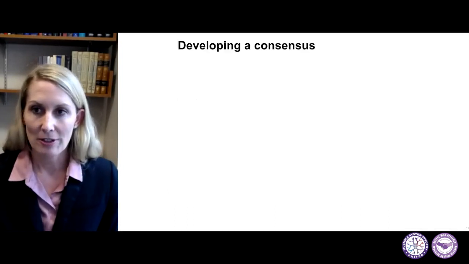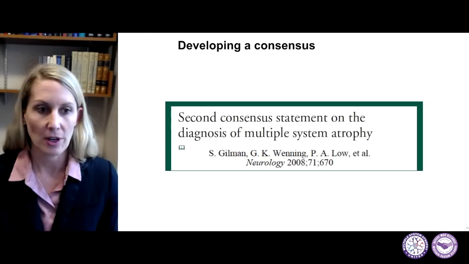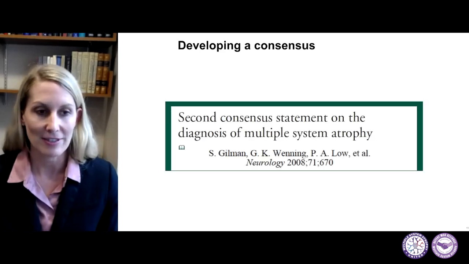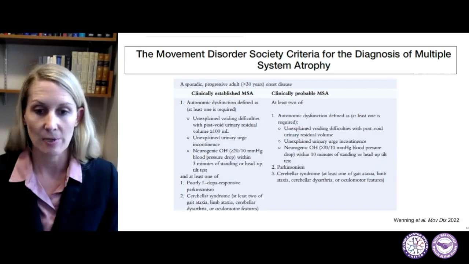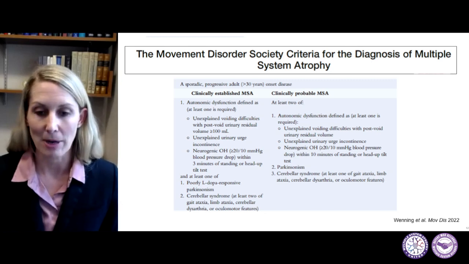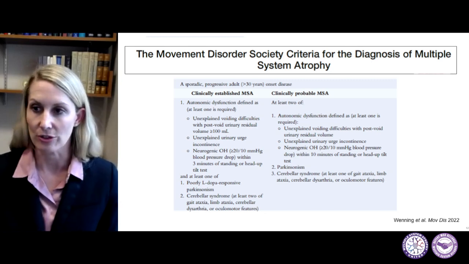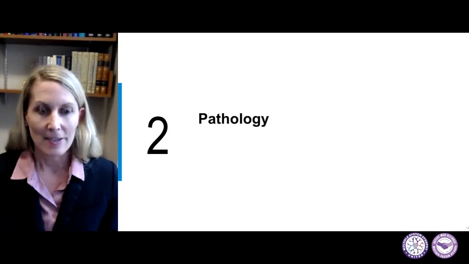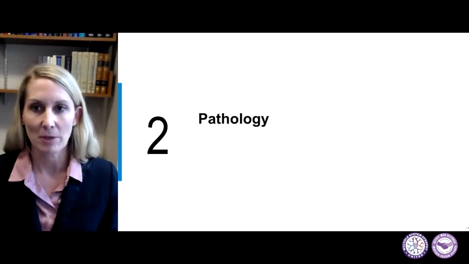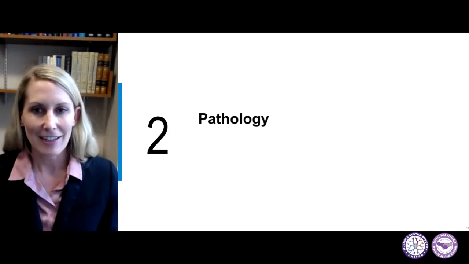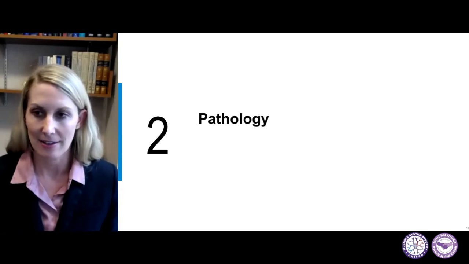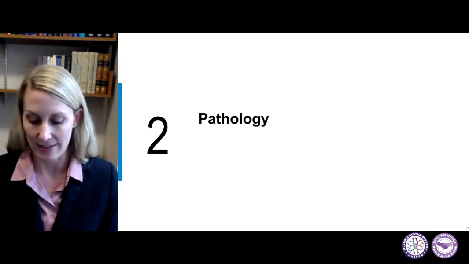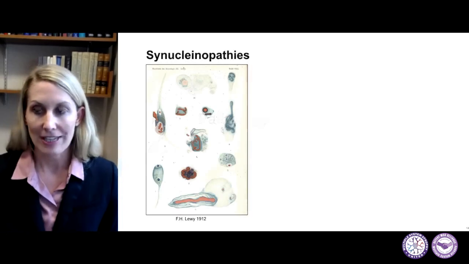And then we saw more of this consensus with the 2008 criteria, which were used until recently, when the Movement Disorder Society criteria were published in 2022. And so that's where we get the naming of multiple system atrophy. It touches a bit on the pathology, but I want to dig a little deeper into the pathological features of MSA. So let's start historically.